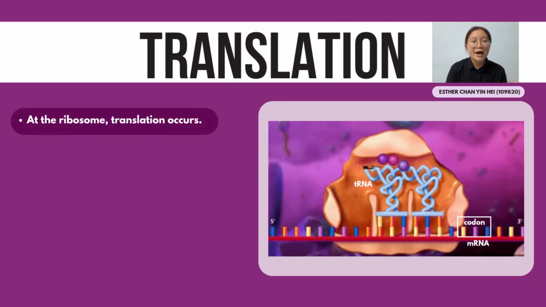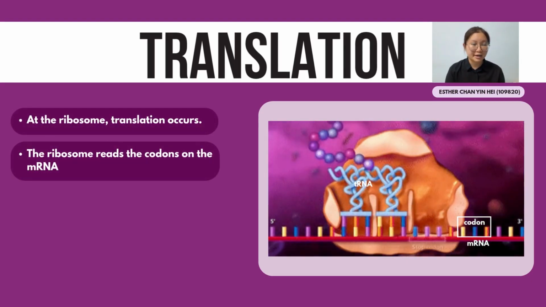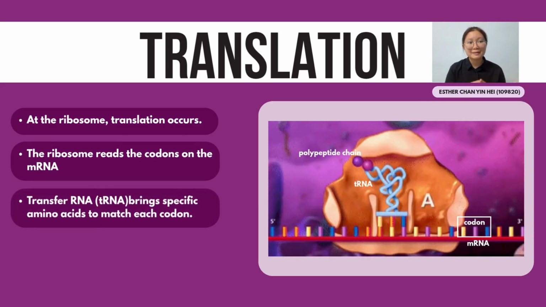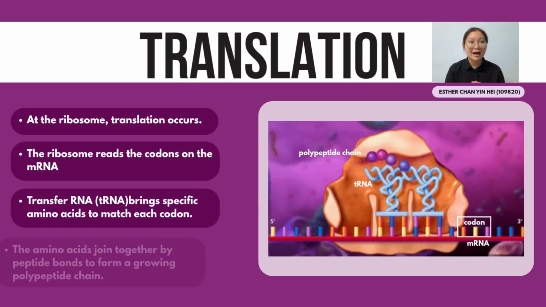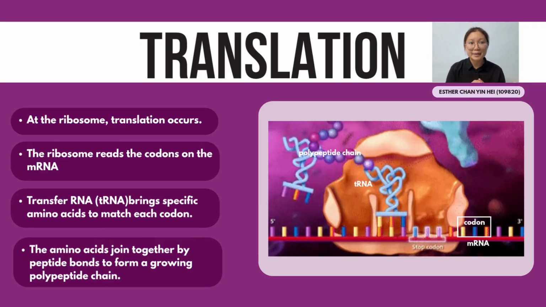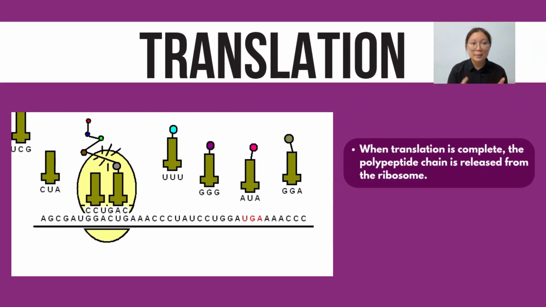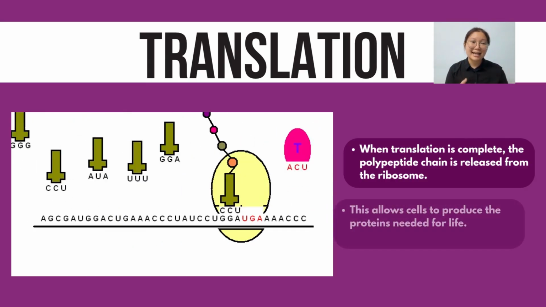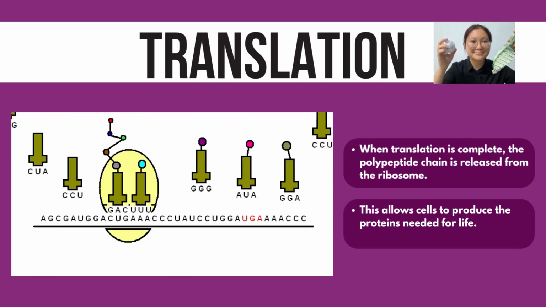At the ribosome, translation occurs. The ribosome reads the codons on the mRNA. Transfer RNA, which is the tRNA, brings specific amino acids to match each codon. The amino acids join together by peptide bond to form a growing polypeptide chain. When translation is complete, the polypeptide chain is released from the ribosome. This allows cells to produce a protein needed for life.